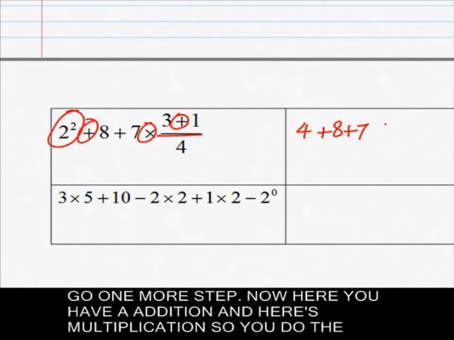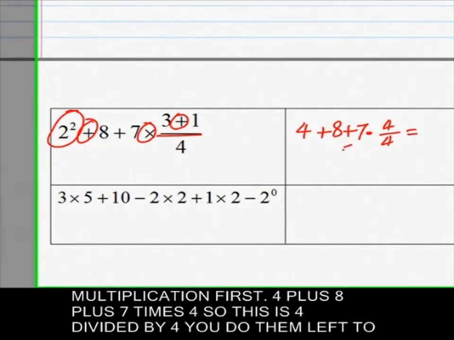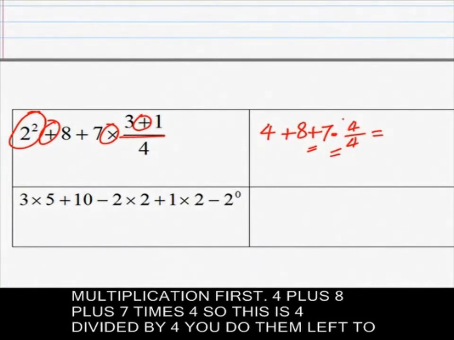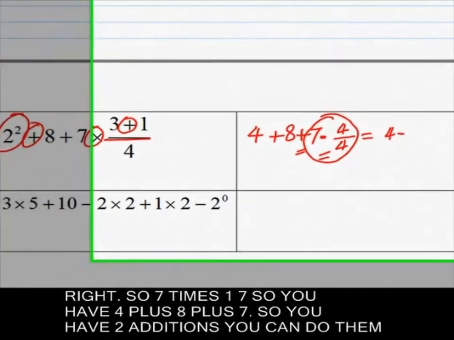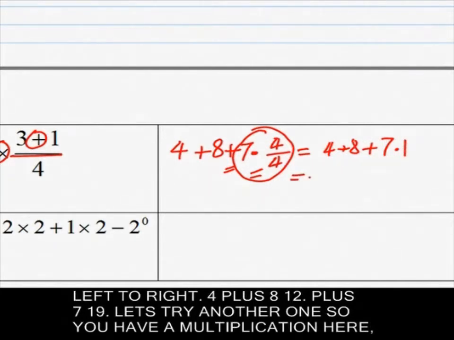Let's go one more step. Now here you have an addition and here's multiplication, so you do the multiplication first. 4 plus 8 plus 7 times 4 divided by 4, you do them left to right. So 7 times 1, 7. So you have 4 plus 8 plus 7. So you have 2 additions, you can do them left to right. 4 plus 8, 12, plus 7, 19.